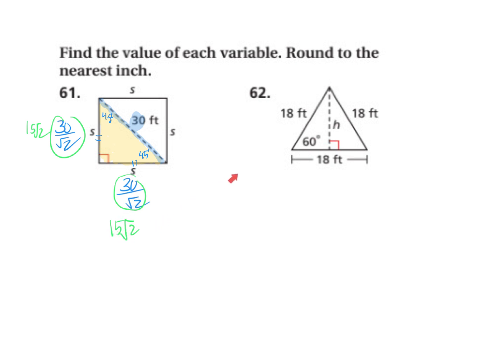All right, what about H? Well, in this picture, this triangle can be divided into two special right triangles. Two special 30-60-90 right triangles. So, what are the relationships of the sides in the 30-60-90?